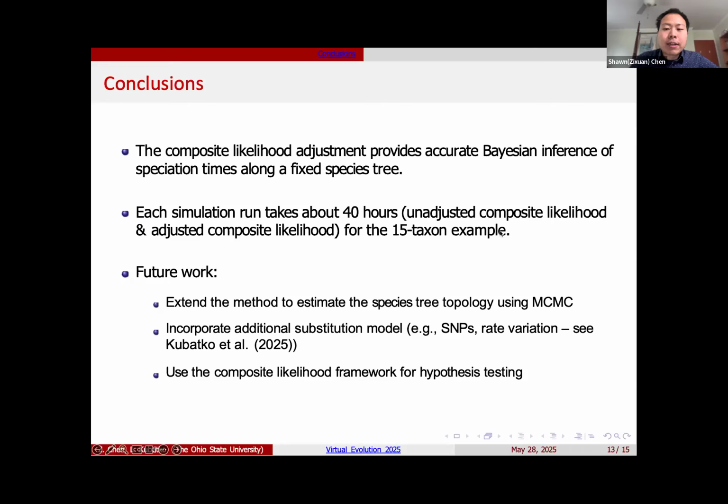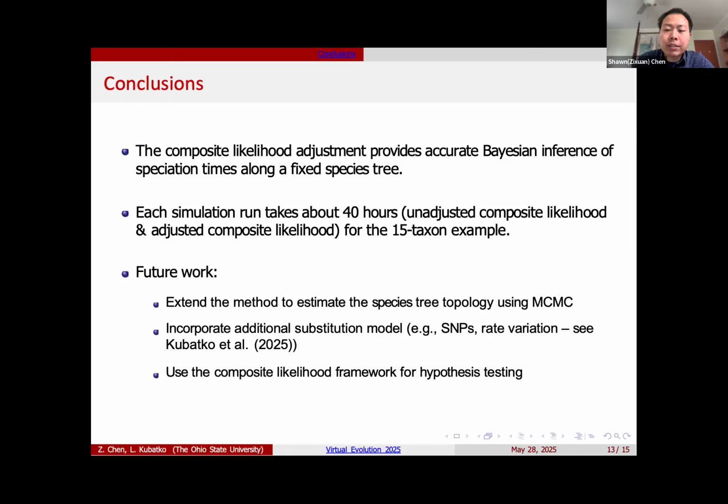So we conclude that the composite likelihood adjustment provides accurate Bayesian inference of speciation times along a fixed species tree. Moreover, each simulation run only takes about 40 hours for the comparison between the unadjusted composite likelihood and the adjusted composite likelihood. So we can expect about 20 hours runtime for a 15 taxon tree inference, which is really fast for a fully Bayesian method in our field.